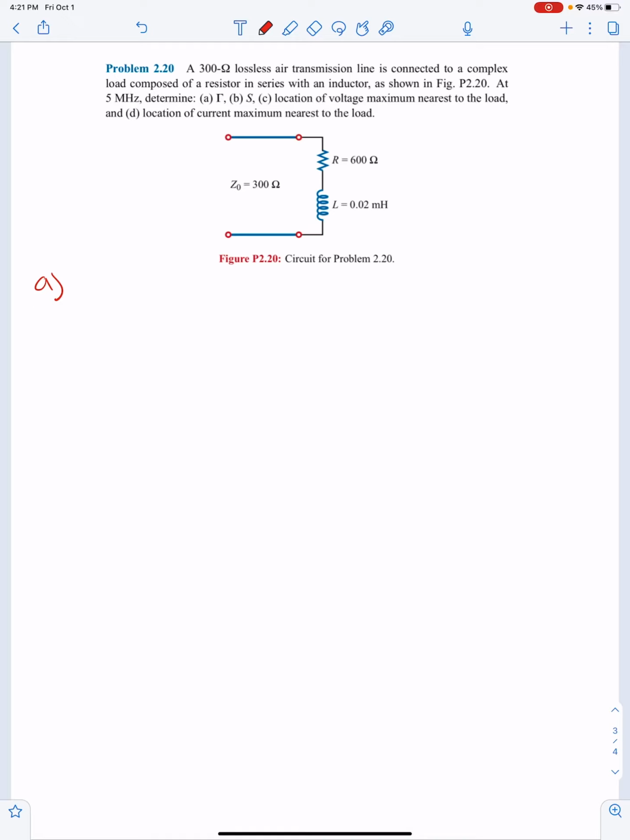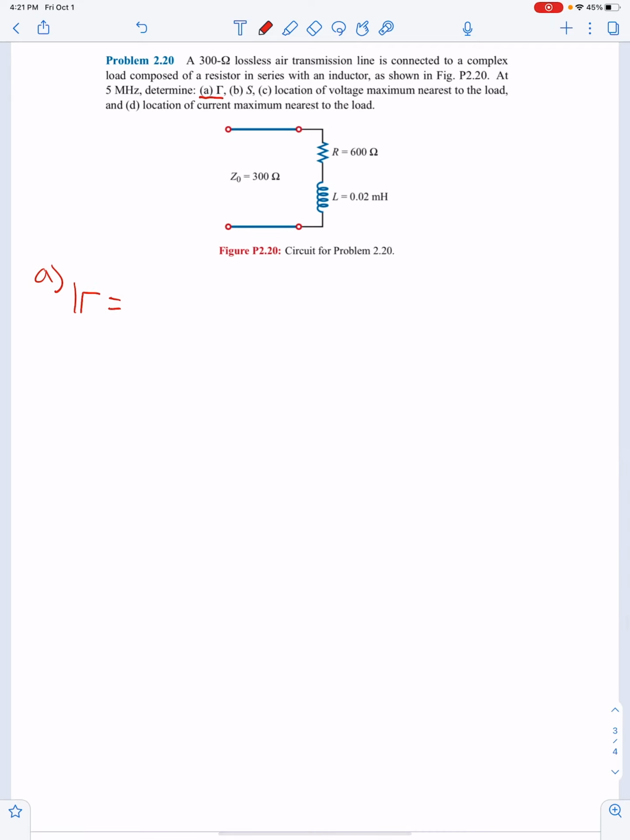The first thing that you want to do to find the reflection coefficient for part A is realize that the equation for it, or I should say the magnitude actually, so I'll just put a little magnitude here, is equal to the load impedance minus the characteristic impedance over the load impedance plus the characteristic impedance.